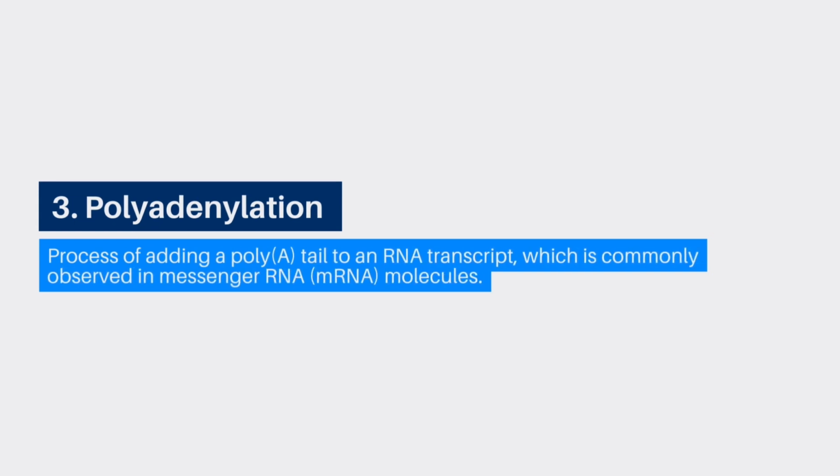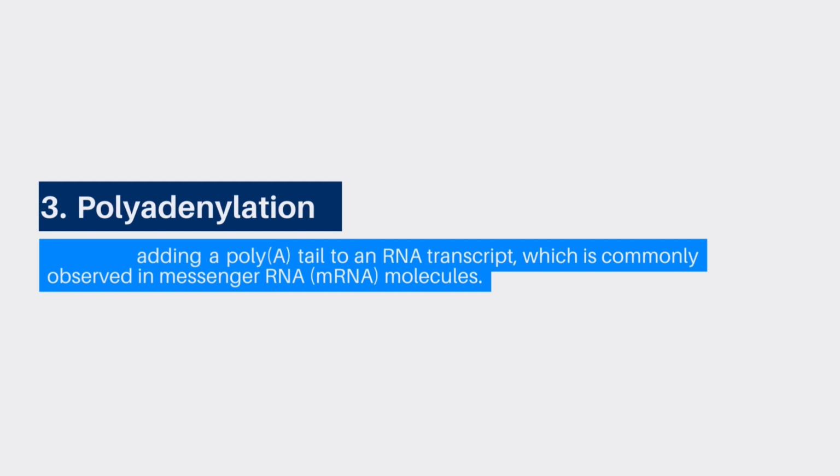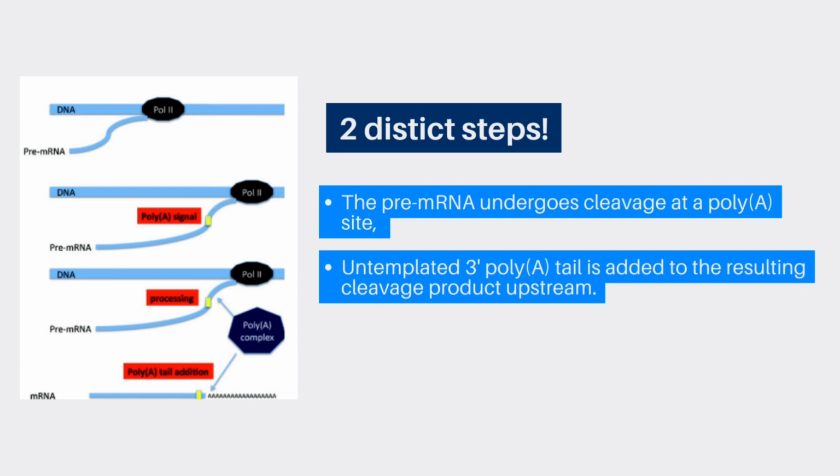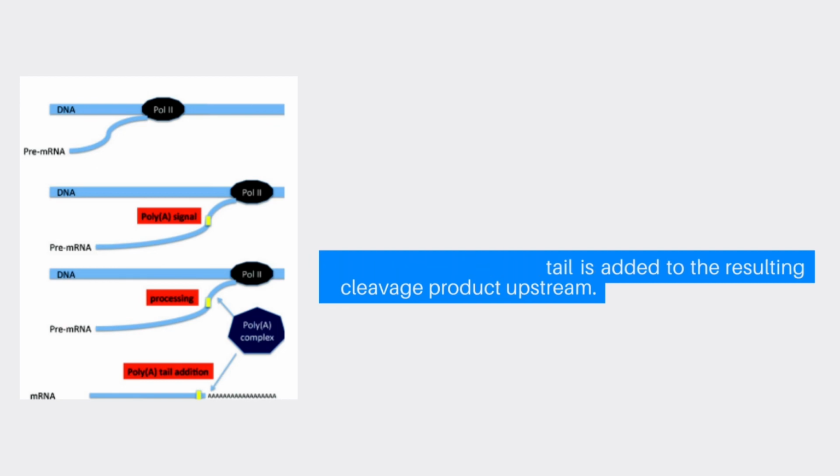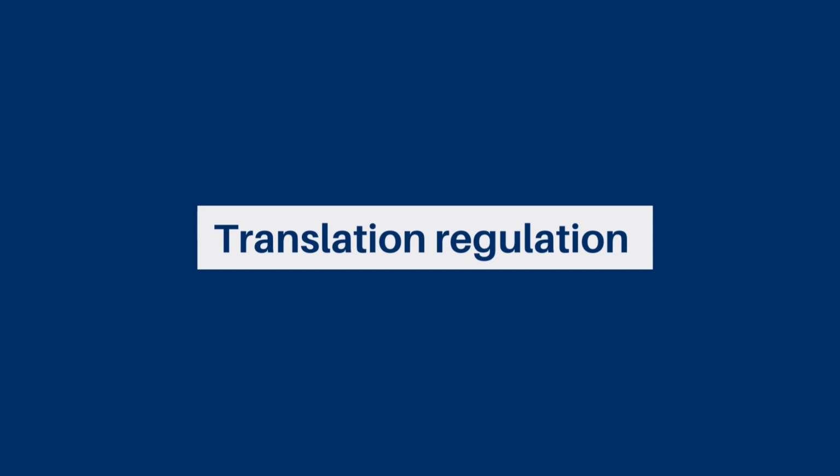Polyadenylation is a process of adding a poly-A tail to an RNA transcript, which is commonly observed in messenger RNA molecules. There are 2 distinct steps involved. First, the pre-mRNA undergoes cleavage at a poly-A site, and next, an untemplated 3' poly-A tail is added to the resulting cleavage product upstream.